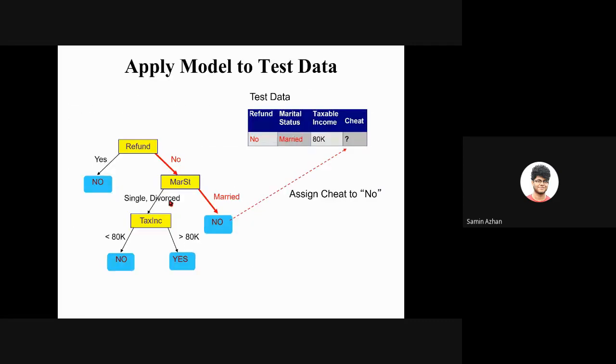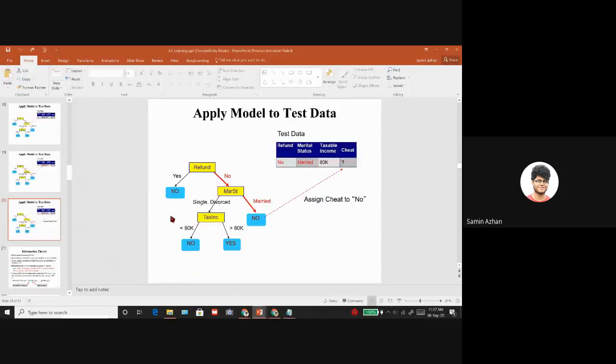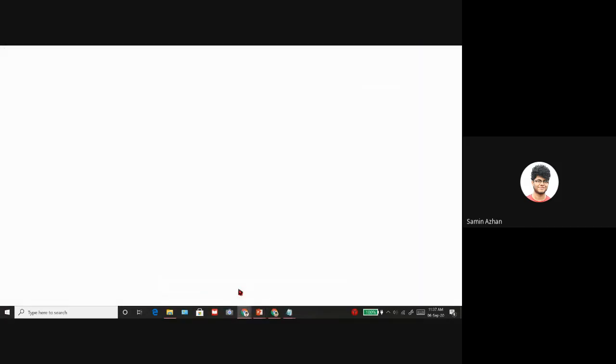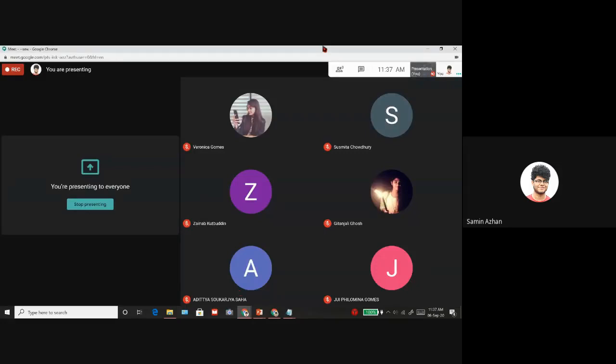Is this clear to you guys? How a decision tree works? I'm not getting responses, so I'm a bit confused if I'm going too fast or you guys are having trouble catching up, or is it fine? Any questions so far? Okay.